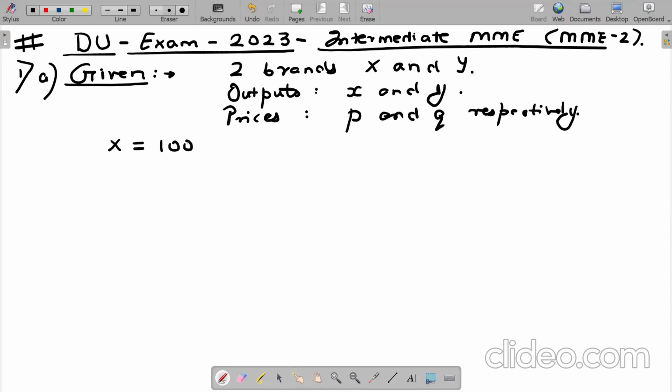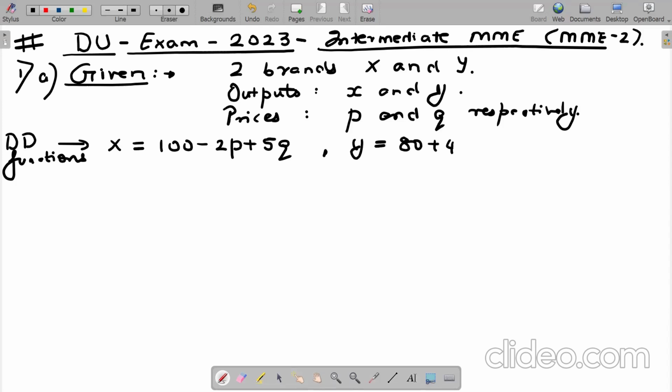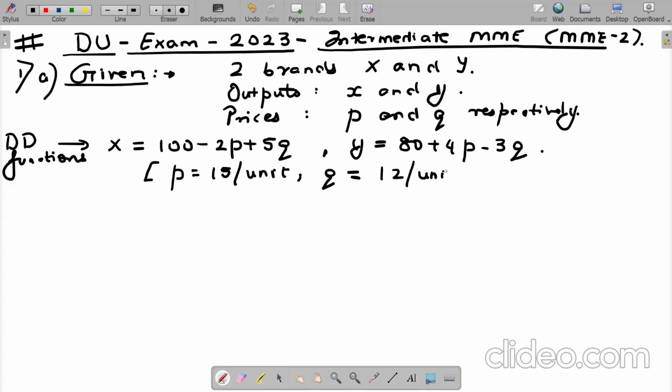So the demand functions are X is equal to 100 minus 2P plus 5Q. These are the demand functions I'm writing. DD functions means demand functions. For good X or brand X, and for Y, it's going to be Y is equal to 80 plus 4P minus 3Q. We are also given that the prices are as follows. P is 15 per unit. This is given to us in the question, and Q is 12 per unit. Price of brand X is 15 per unit. Price of brand Y is 12 per unit.